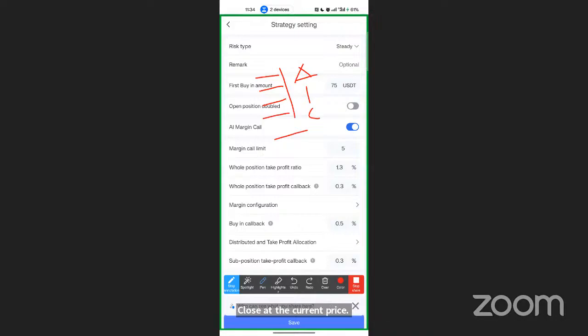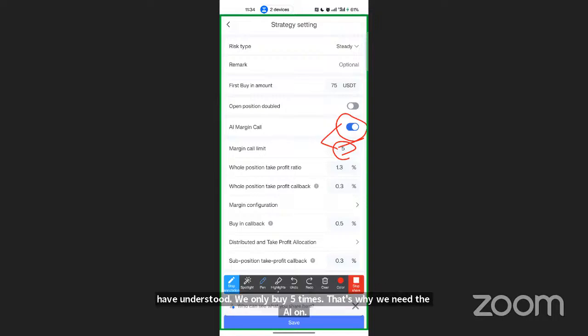The reason why the AI is on is because we buy a few times. If you have understood, we only buy 5 times. That's why we need the AI on. If we are buying 100 margin calls, 50 margin calls, like the other people who use start small, win big, the margin calls must be many. Give me a yes in the chat if you understand me. So for this one, the AI must be on because we are buying a few margin calls.